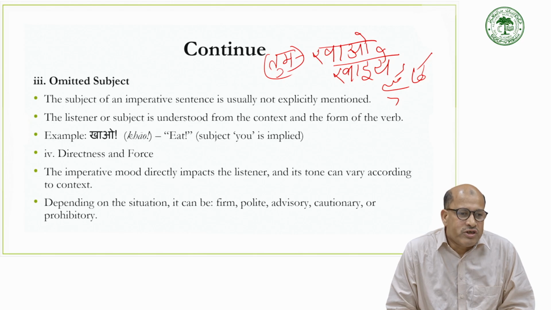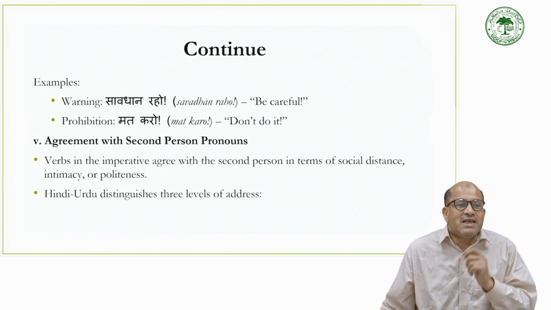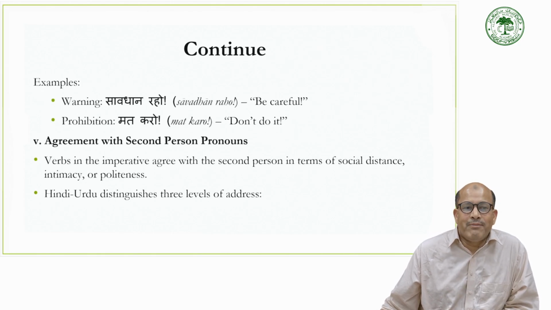Then, directness and force. The imperative mood directly impacts the listener and its tone can vary according to the context. Depending on the situation, it can be firm, polite, advisory, cautionary, or prohibitory. So, if you look at these examples, for warning we always say सावधान रहो, be careful. Prohibition, mat karo, don't do it. So these kinds of things come from the statements as an example.